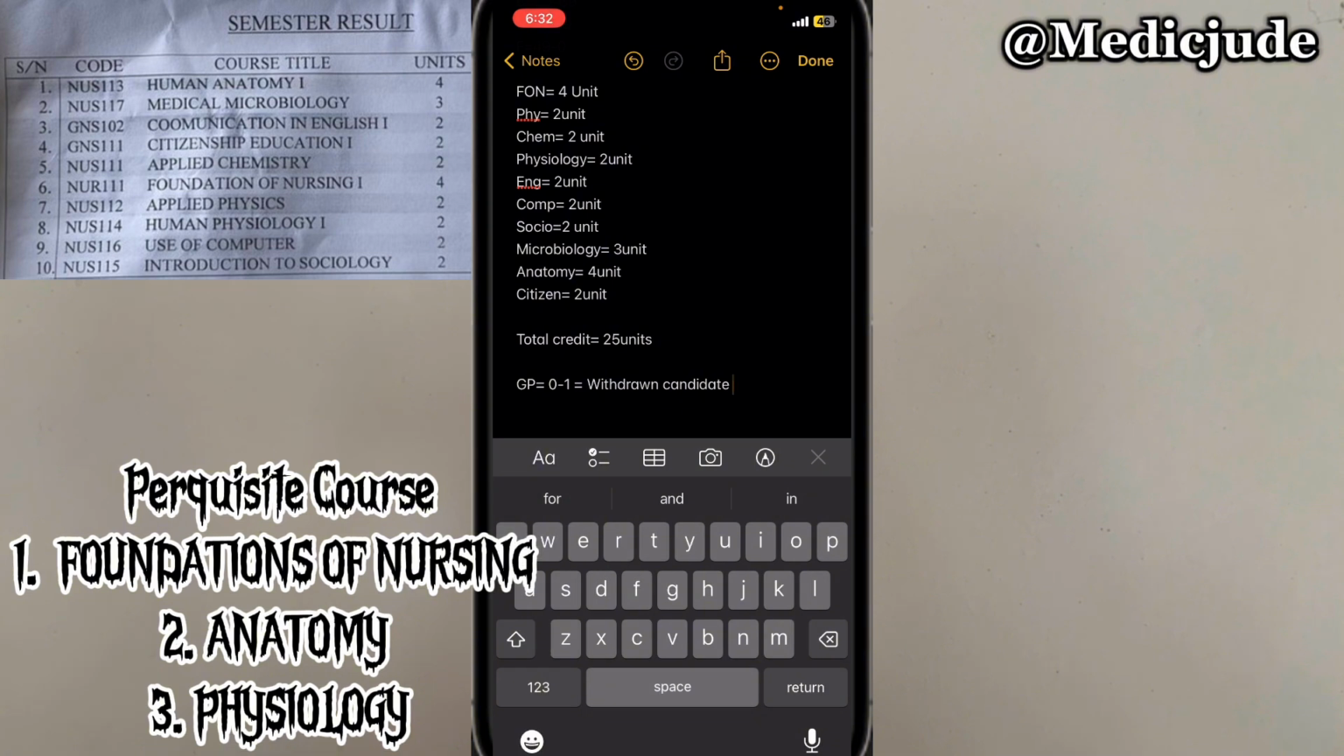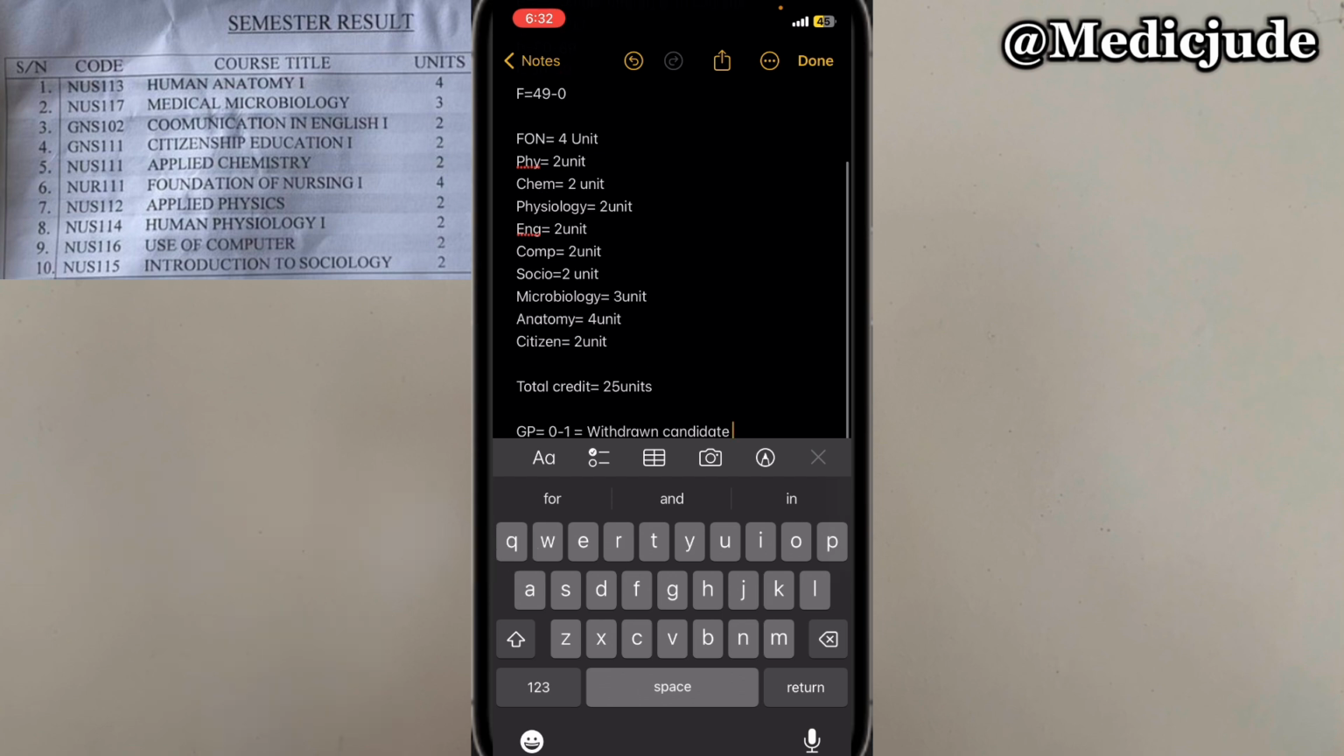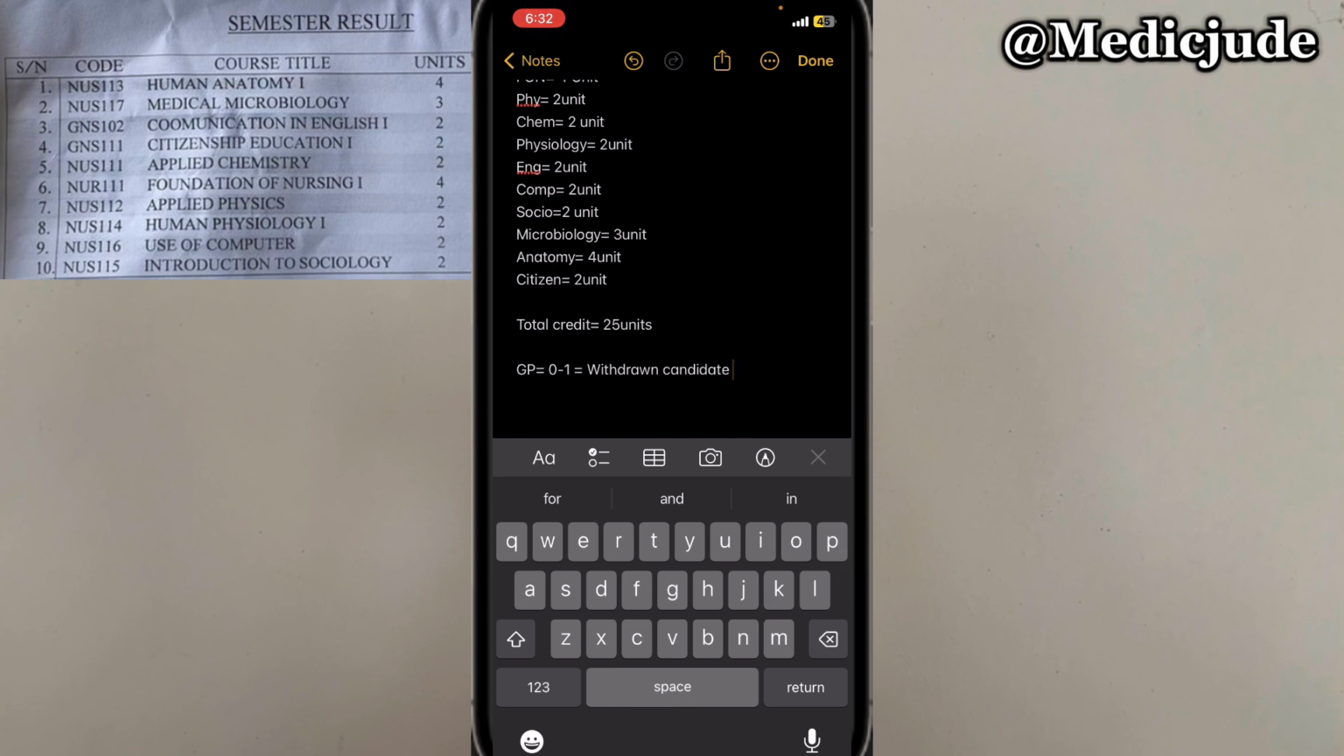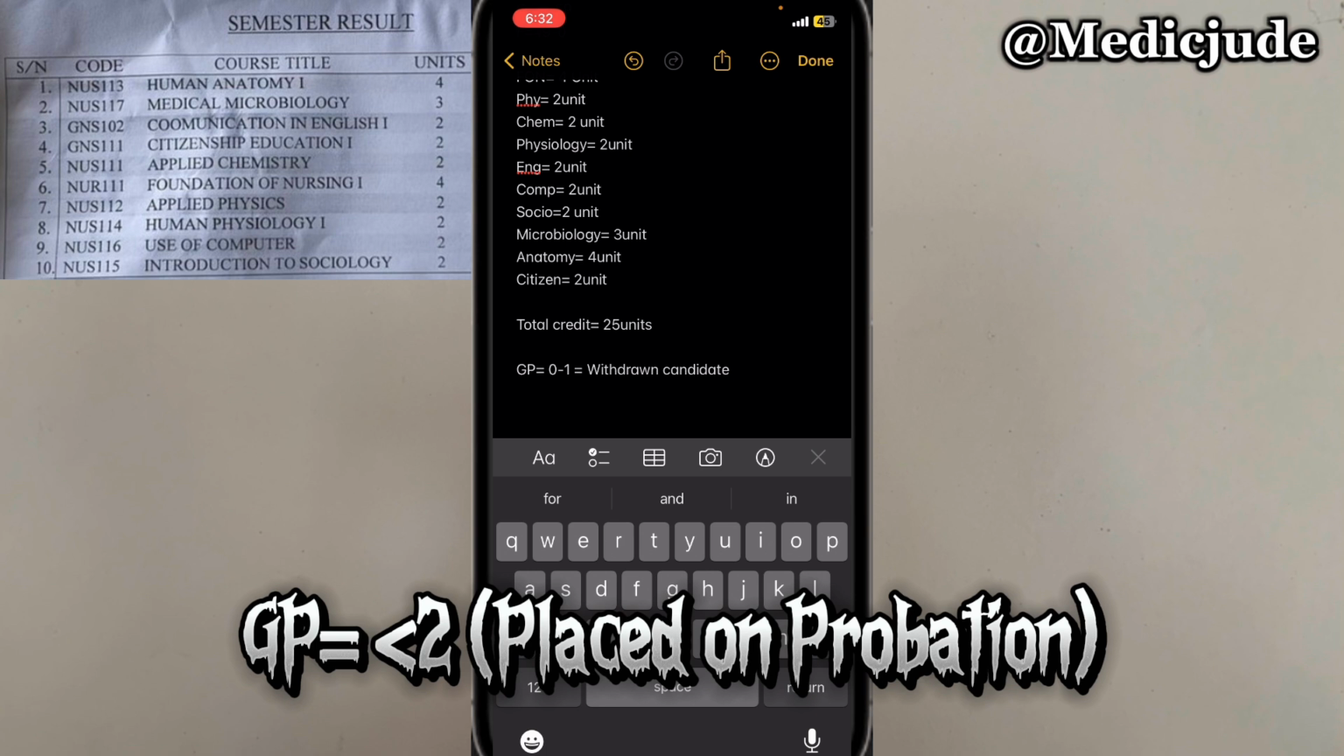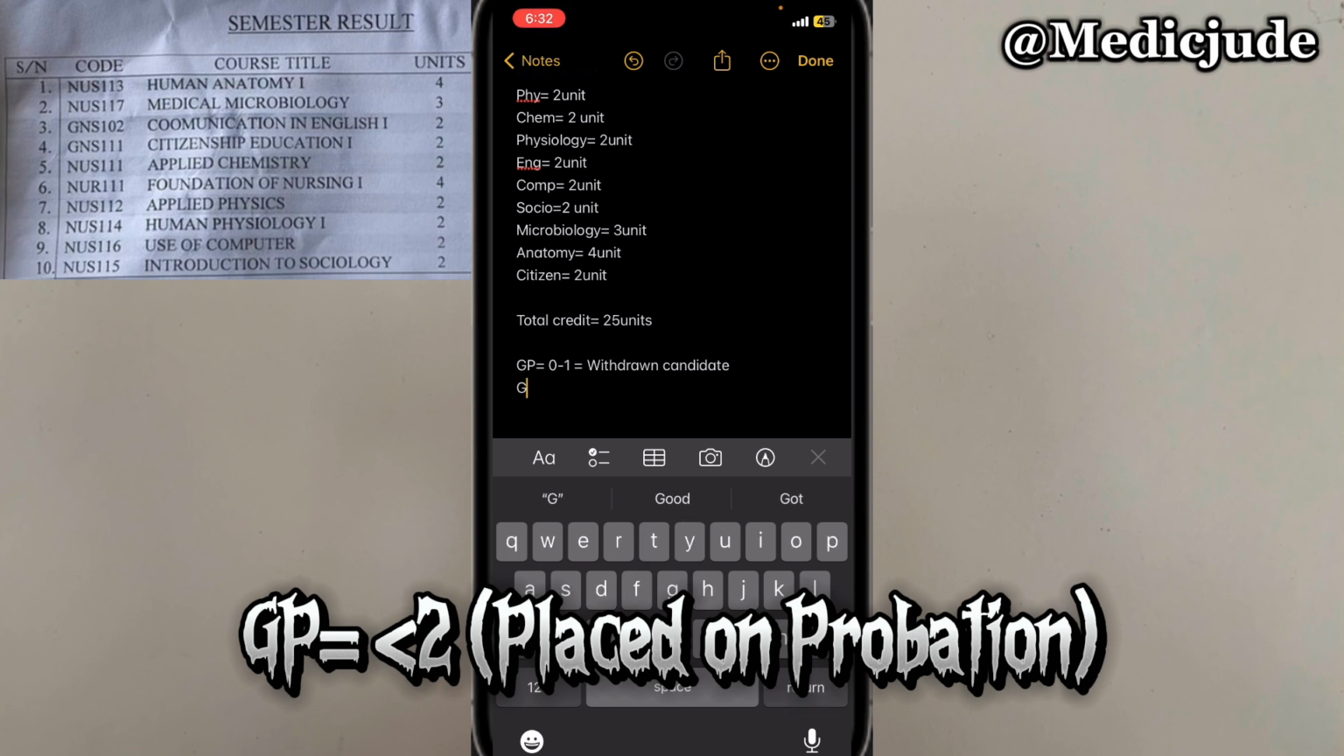So from the look of things, with the highest grade point being assigned to these courses I mentioned, the moment an individual fails, it has the tendency of reducing your grade point to fall under this category of 0 to 1. So an individual that gets a GP of 0 to 1 will be withdrawn. Individuals with a GP of less than 2. So we have a second category of individual.